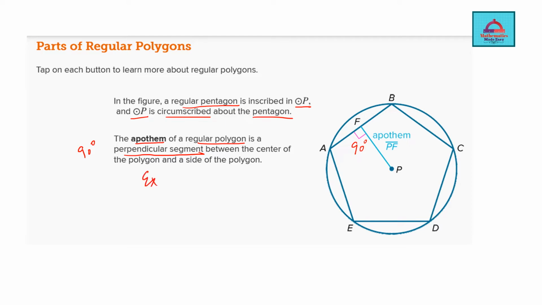So in this example, the apothem is PF, such that PF is perpendicular to AB. The angle is 90. So it is a perpendicular segment joining the center of the polygon to the center of the side of the polygon.